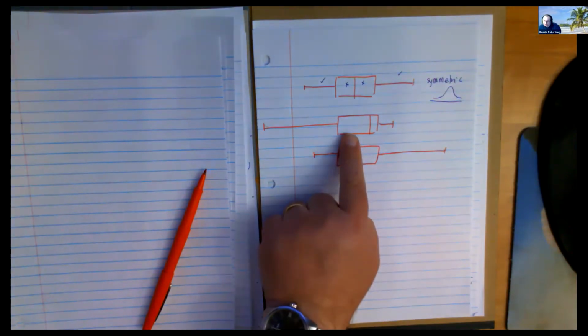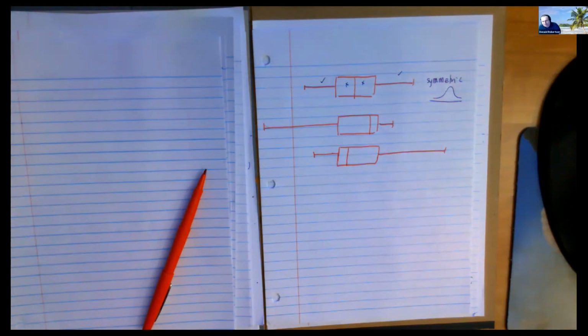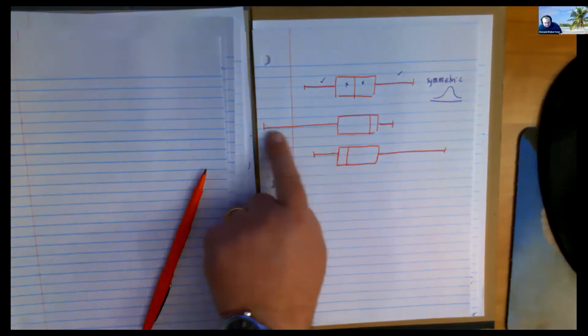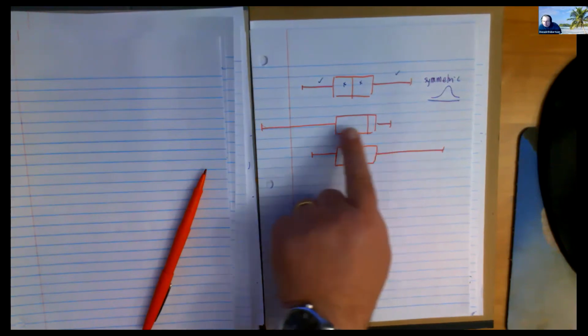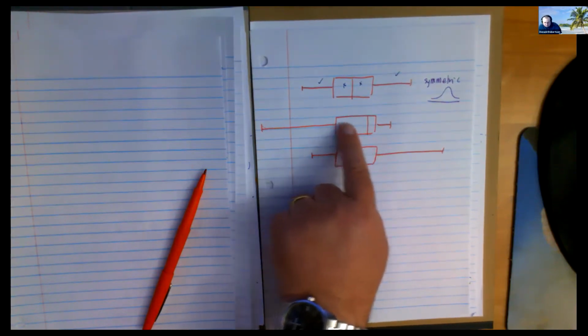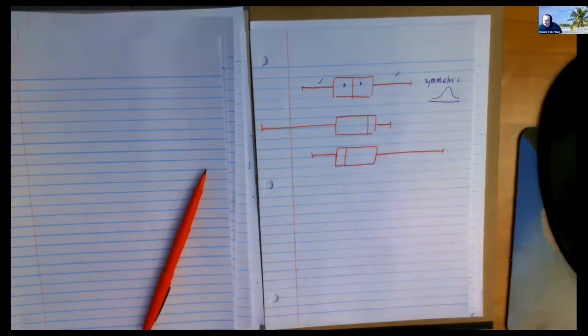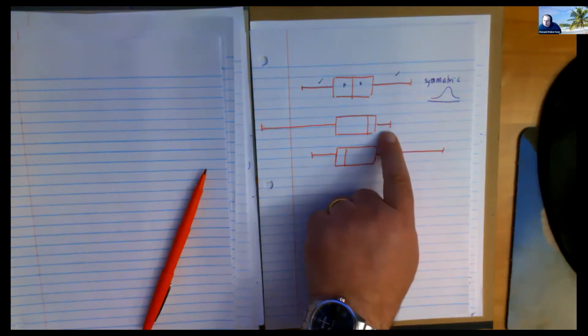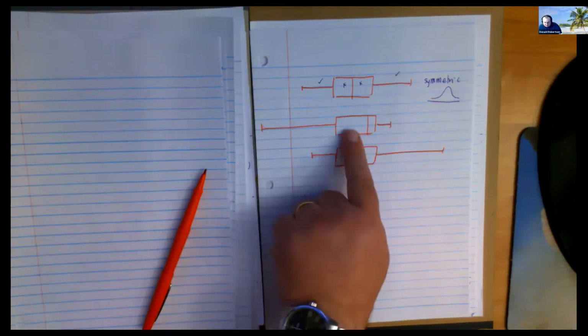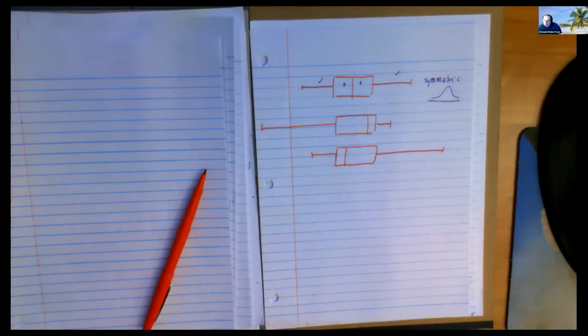Now, this big box plot is definitely not symmetric. Do you notice this tail here is very long and the box is not evenly split? More of the box is on one side and less on the other. And do you notice that on the right-hand side, the tail is quite small as well? So big, big, small, small. What kind of shape do you think that would be? Skewed left.